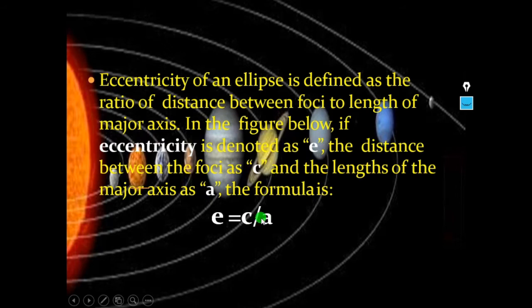So E is given as C by A. The distance between the two foci is called C, and the length of the major axis is called A. So E is equal to the distance between the two foci by the length of the major axis A.